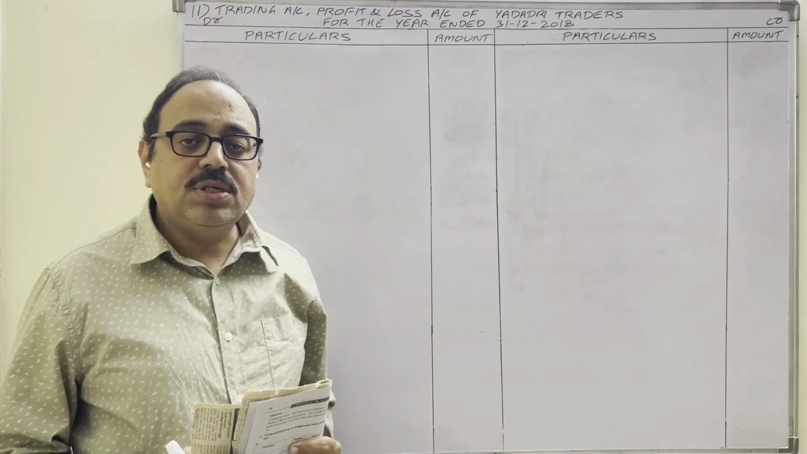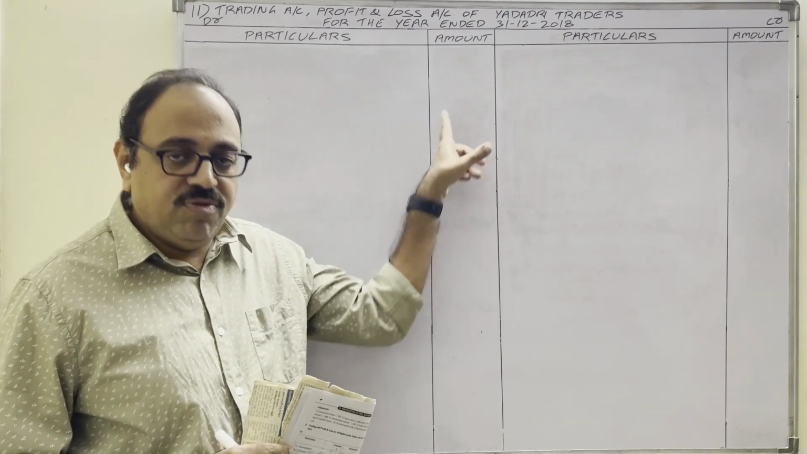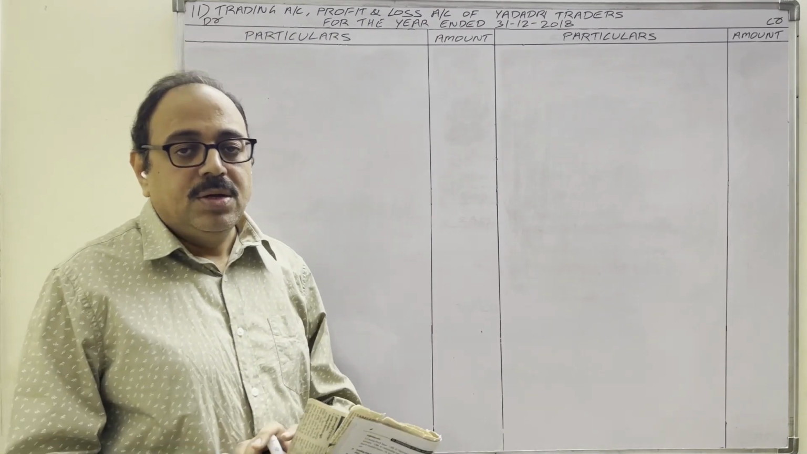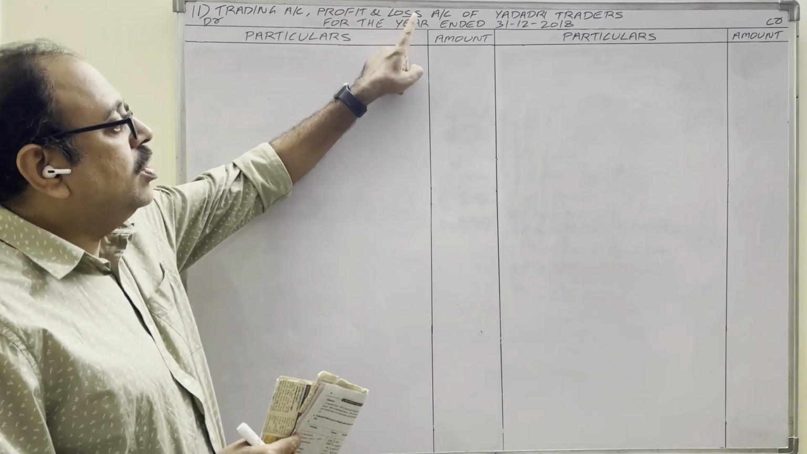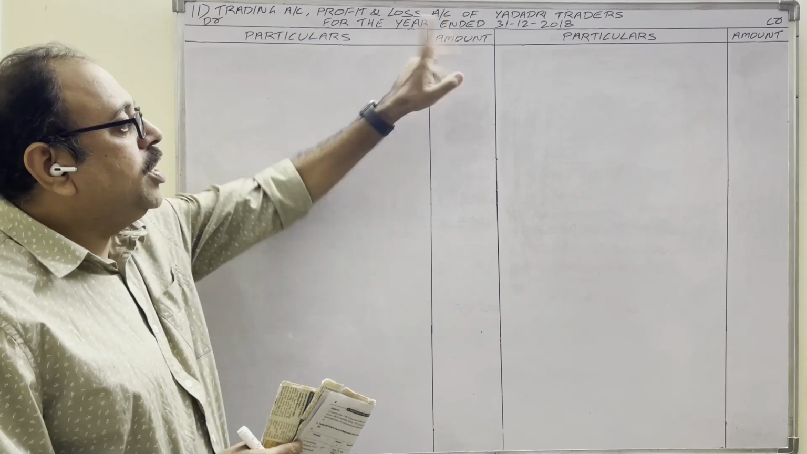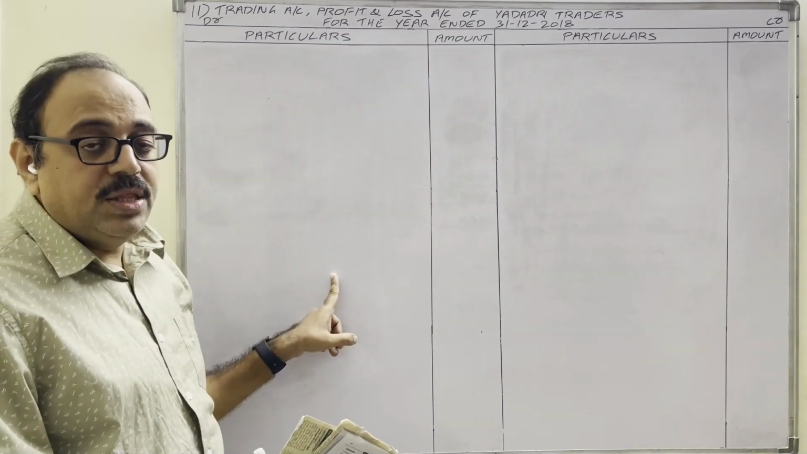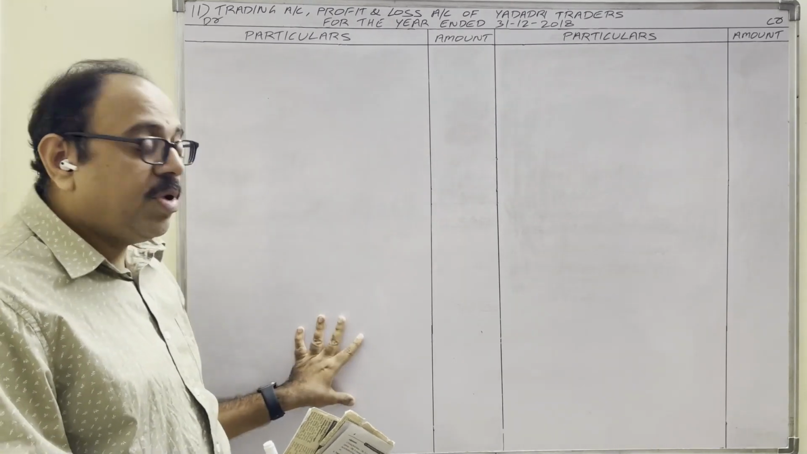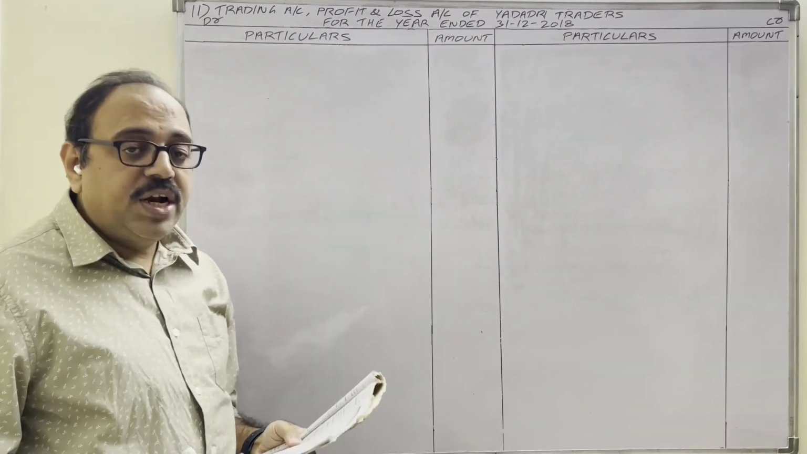In final accounts, first we have to prepare the trading account and profit and loss account in one table, and the balance sheet we should prepare separately. So, the heading is Trading Account and Profit and Loss Account of Yadradri Traders for the year ended 31st December 2018. First we prepare the trading account, then the profit and loss account, with a debit side and a credit side.